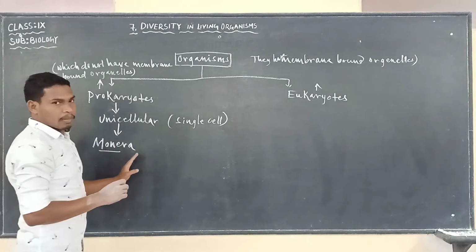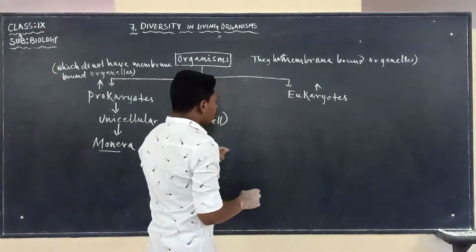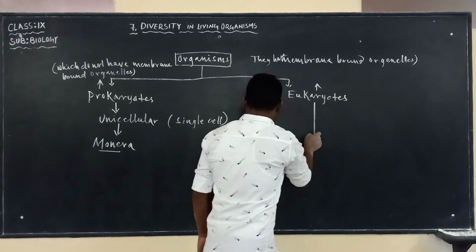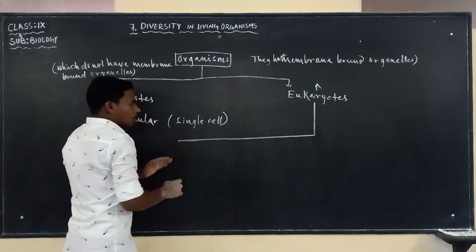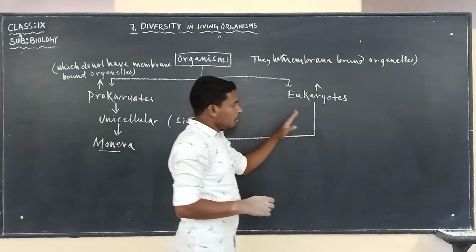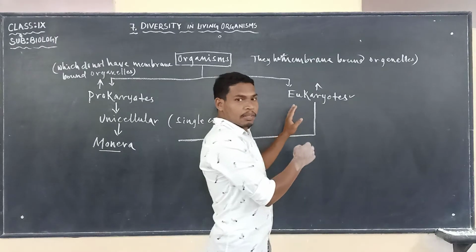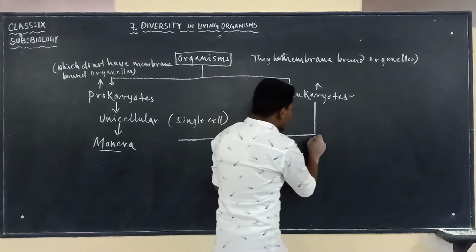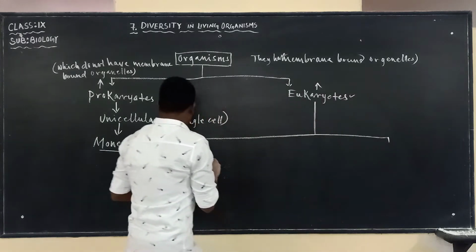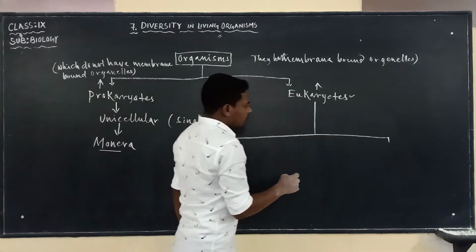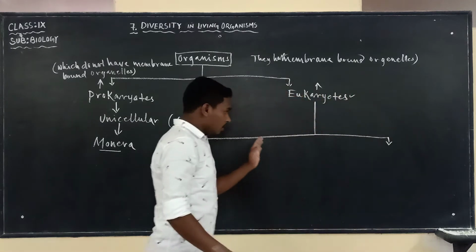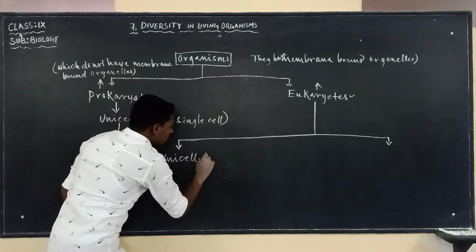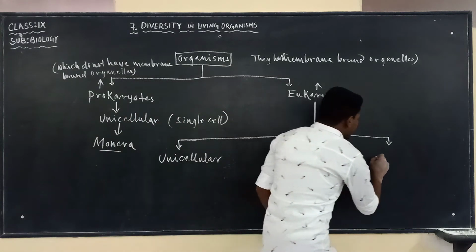Okay, and further, these eukaryotic organisms were divided into two broad categories. They were unicellular as well as multicellular. They are unicellular and multicellular.